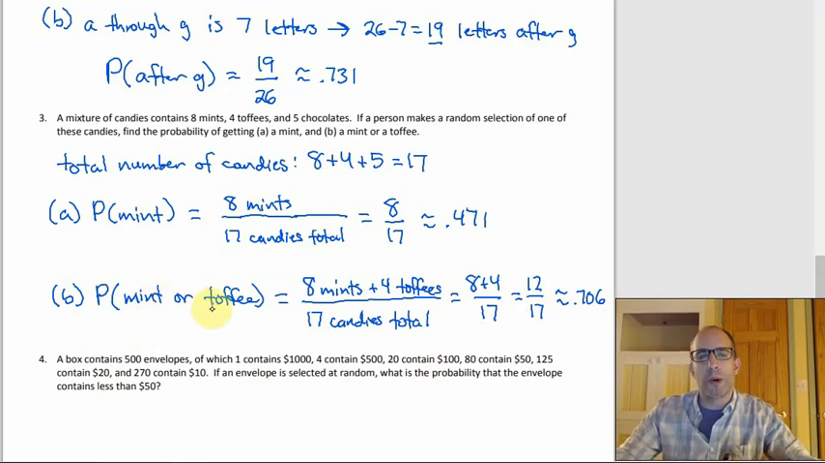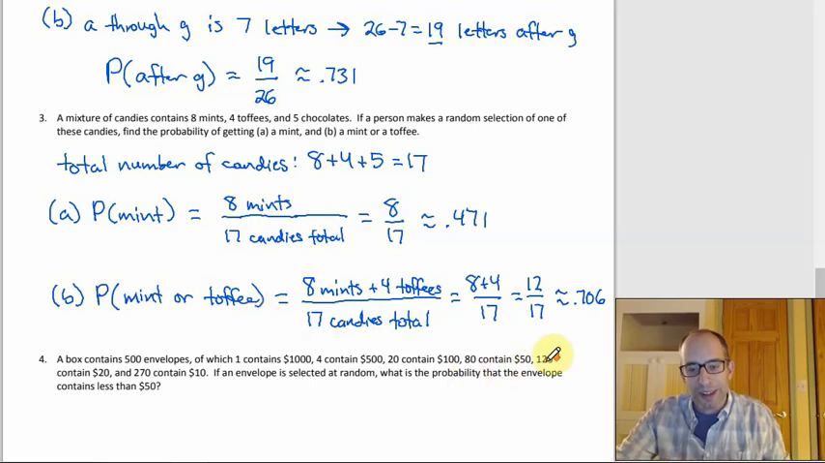Okay, so that one looks more complex because it's one or the other. But you can just add these together because there's nothing that could be a mint and a toffee. It's one or the other. And when that happens, you can just say, we got 8 of these, we got 4 of these, that's 12 total. So that's basically what you can do there.